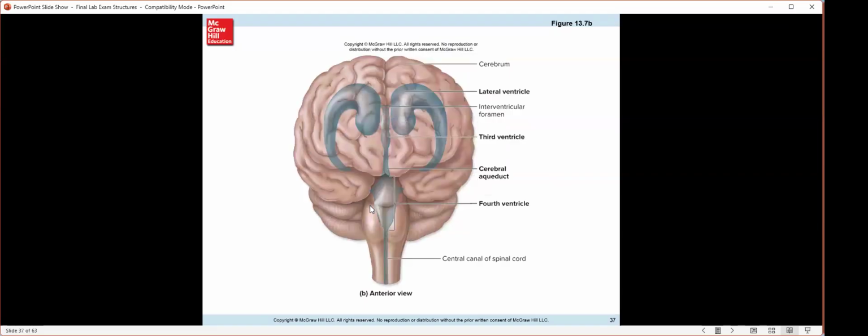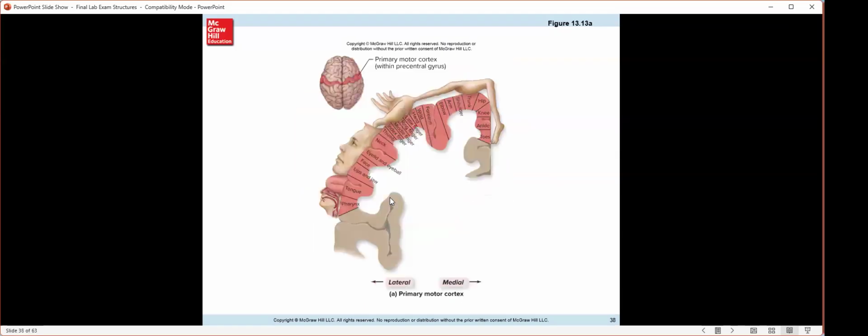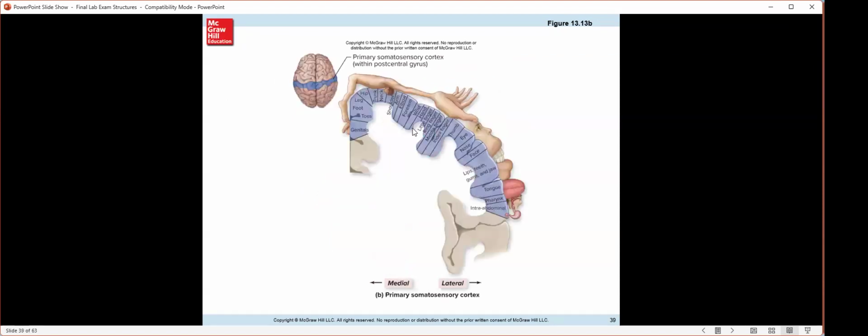Those are just some different views, right? We've got the two lateral ventricles, also called the lateral horns. We have interventricular foramen. We have third ventricle, cerebral aqueduct, fourth ventricle from these different views. We have precentral gyrus, which is in front of central sulcus. Don't worry about knowing the rest of this information here. We have postcentral gyrus going behind central sulcus on the parietal lobe. Don't worry about this extra information here.